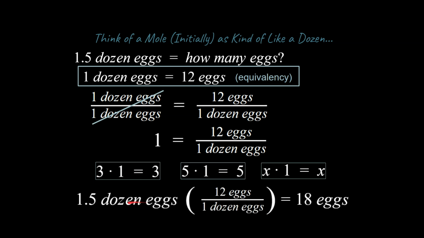We can exploit this by taking our given information right here, 1.5 dozen eggs, multiplying it by a fraction that we have proven is equal to 1, and we end up with the same amount of stuff. It's just counted in a different way. So 1.5 dozen eggs is exactly the same as 18 eggs. It's just being counted in a different way, using different units. We're going to use the exact same concepts moving forward.